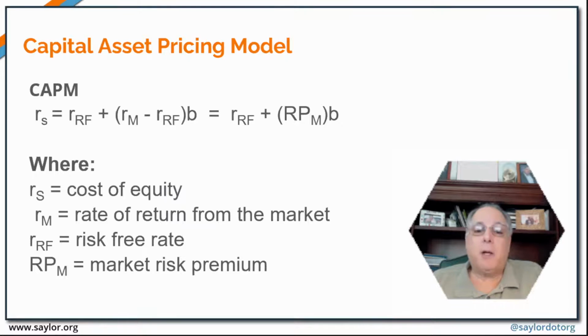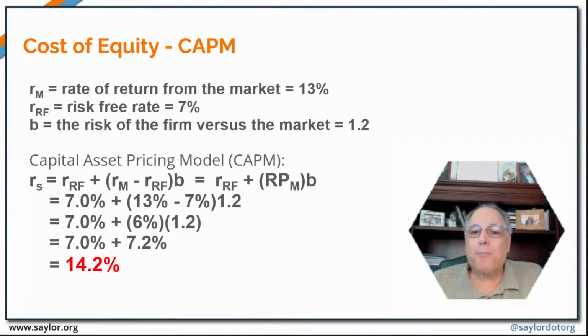Now, before anybody panics, let me give you a quick example. Let's assume that the rate of return on the market is 13%. The overall market is enjoying a 13% return on investments. The risk-free rate from a treasury bond is 7%. That's the risk-free rate. And the beta for my firm is 1.2. So slightly riskier than the overall market. So given that information, can I estimate the cost of equity?